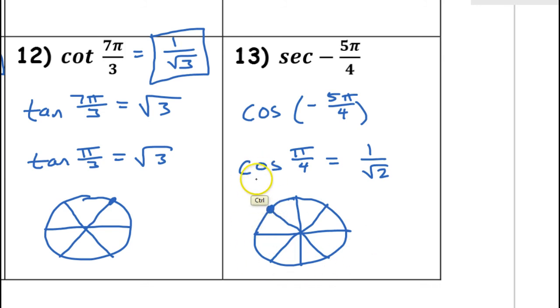Cosine is an x value, and x values are negative to the left of the y-axis, negative in the second quadrant. So this should be negative 1 over radical 2. And so secant should be the reciprocal of this. So this will be negative radical 2.